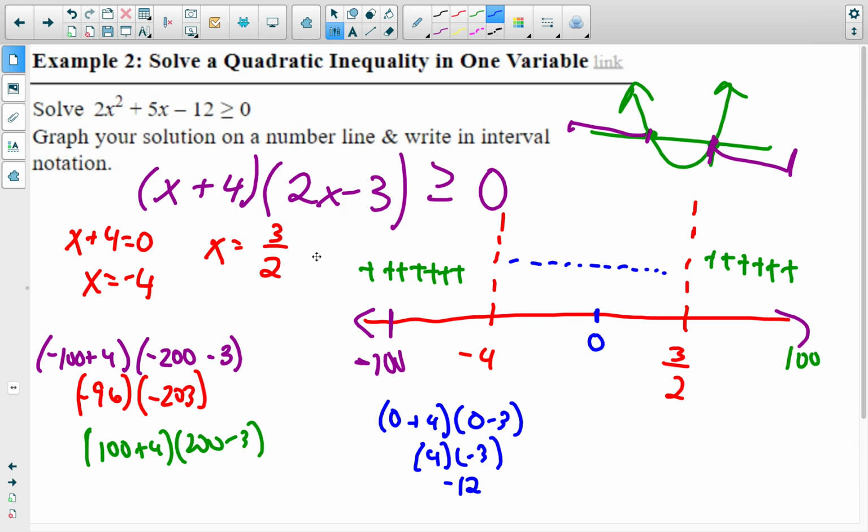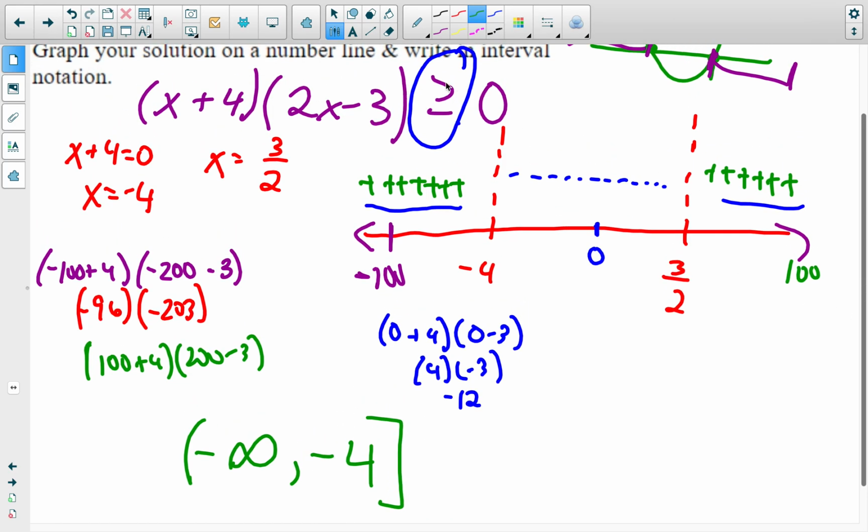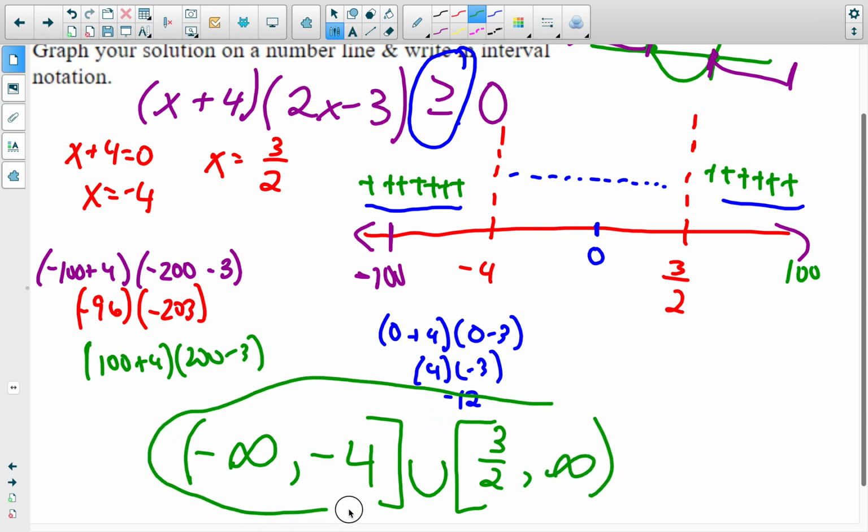Okay, so now I'm going to look back at the original sign. Greater than or equal to 0. So the regions where I'm greater than or equal to 0 are my positive regions, right? So my answer is going to be some intervals. My interval on the left is negative infinity up to negative 4. I'm going to put a bracket because I have this greater than or equal to sign. Union, I skip over this middle because this is all negative, and then I go back up to positive starting at 3/2 all the way up to infinity, and that is going to be your solution.